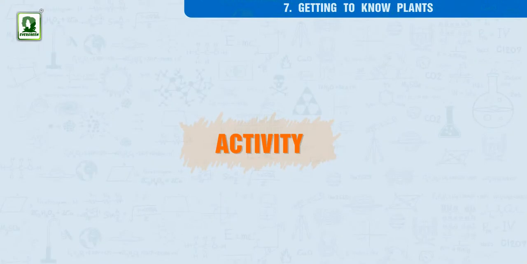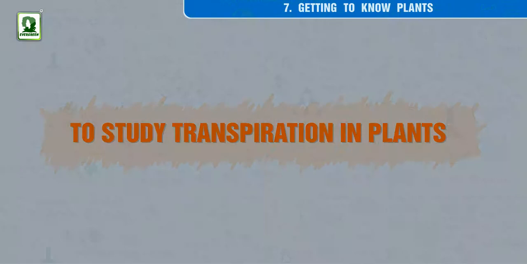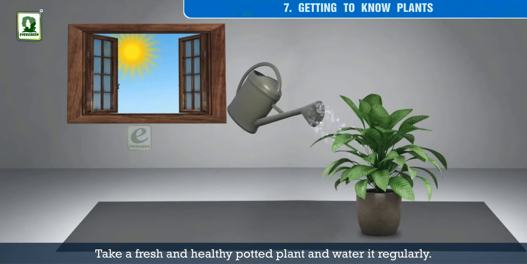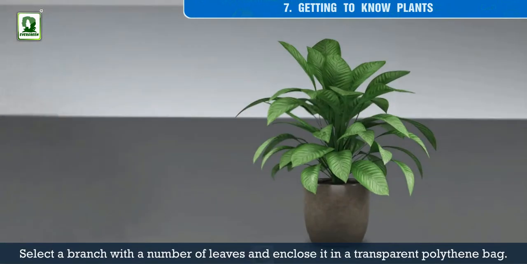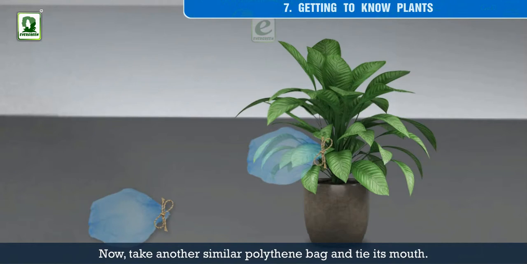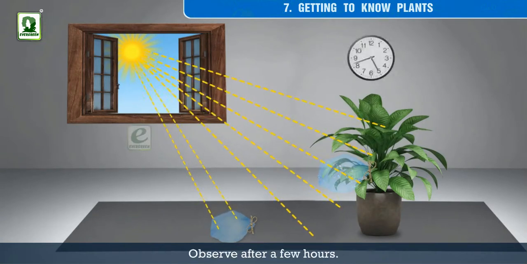Activity to study transpiration in plants. Take a fresh and healthy potted plant and water it regularly. Select a branch with a number of leaves and enclose it in a transparent polythene bag. Tie the mouth of the bag. Now take another similar polythene bag and tie its mouth. Place the potted plant and the other bag in the sun. Observe after a few hours.